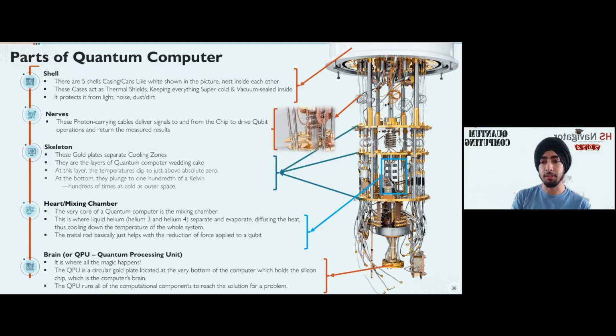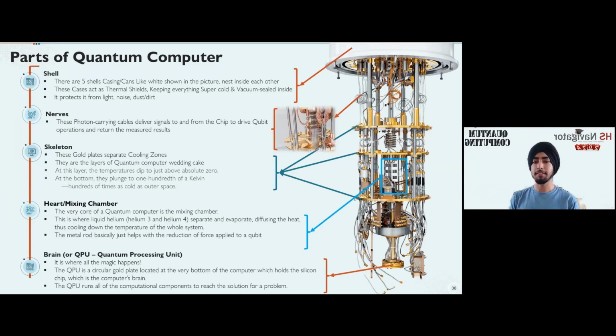The skeleton, these gold plates you see throughout, are what separate these zones of the computer. Since computers obviously run very hot, quantum computers are no different from that, and we need to be able to cool them very efficiently as well. So we separate the computer into what are called cooling zones, and these gold plates are what separate these cooling zones individually.